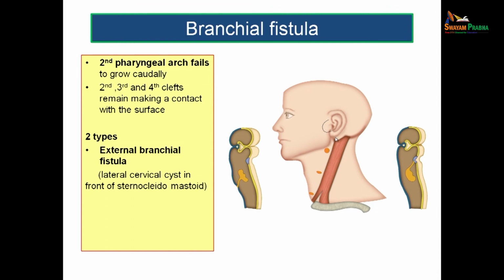This is actually seen as the lateral cervical cyst in front of the sternocleidomastoid. They will be communicating with the exterior. But what do you mean by the internal branchial fistula? This is a fistulous tract. This sinus will be opening in the tonsillar region. So this is the region of future palatine tonsil. So if it is opening towards the endodermal region, you call it as internal branchial fistula, and if the clefts are opening to the exterior aspect, you call it as external branchial fistula.